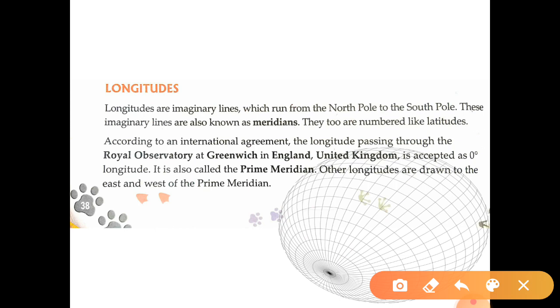They are numbered like latitudes, like 1 degree, 2 degrees, 3 degrees, 4 degrees. According to an international agreement, remember, the longitude which passes through the Royal Observatory at Greenwich in England, United Kingdom, is accepted as 0 degree longitude. Which means on earth, each and every country agreed that the longitude which passes through the Royal Observatory at Greenwich is accepted as 0 degree longitude.